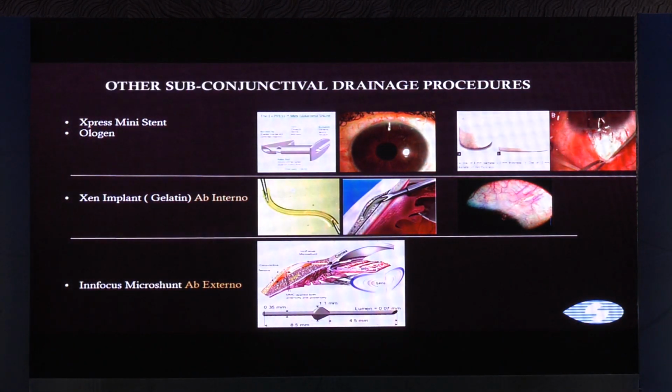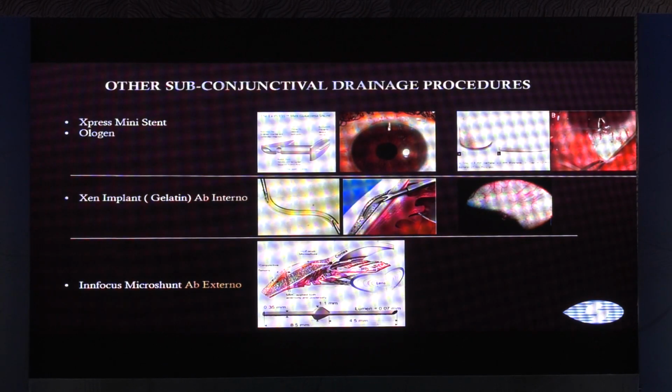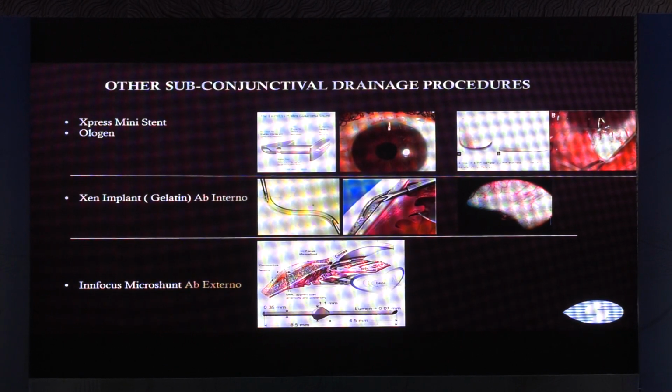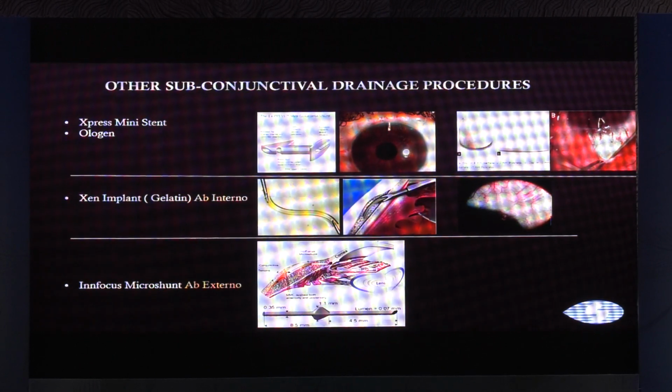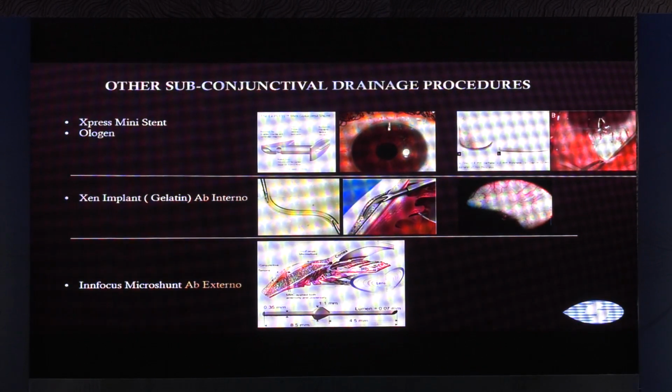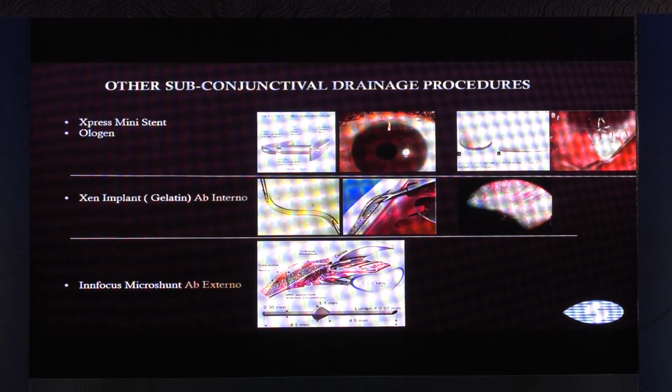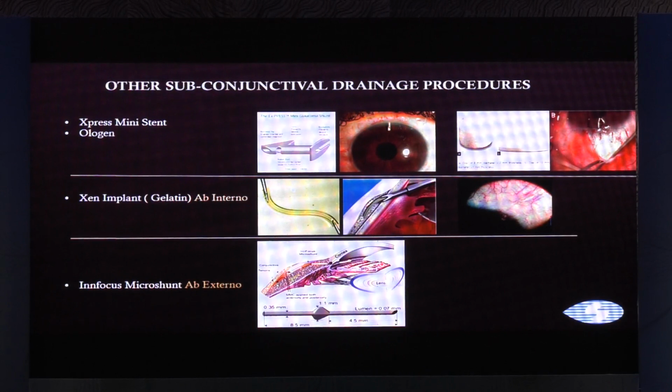Apart from draining to the subepithelial space, there are subconjunctival drainage procedures which can utilize smaller tubes like the Express mini shunt. It was used for a long time, but it is not really working. Collagen is still in the process of evaluation. The Gen implant, which has been introduced lately, is supposed to be an internal procedure. You have to come from the opposite side, go to the anterior chamber angle, and then put it into the subconjunctival space. It is a little cumbersome and needs a little learning curve.